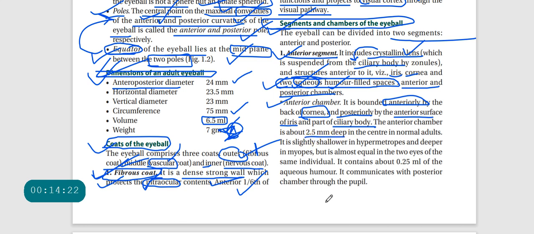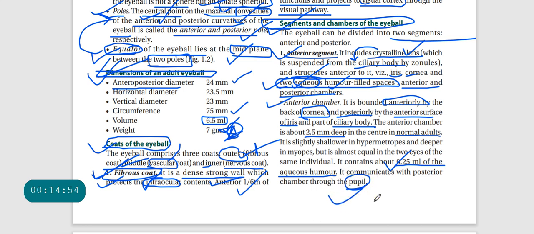Okay, and it consists of 0.25 ml of the aqueous humor. 0.25 ml aqueous humor is filled inside the anterior chamber. Now it communicates with the posterior chamber through the pupil. So the anterior chamber communicates with the posterior chamber by the help of the pupil. This could be an MCQ.